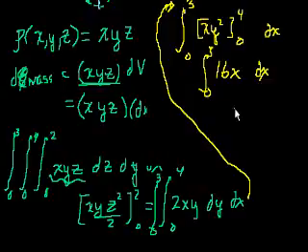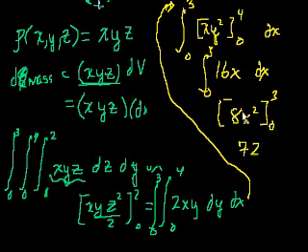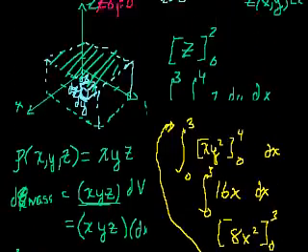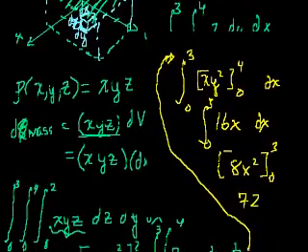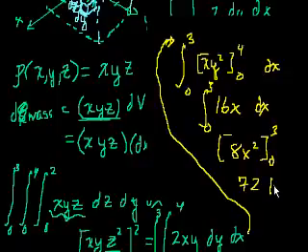And that is equal to 8x squared, evaluated from 0 to 3. When it's 3, 8 times 9 is 72, and 0 times 8 is 0. So the mass of our figure, the volume we figured out last time was 24 meters cubed. I erased it, but if you watched the last video, that's what we learned. But its mass is 72 kilograms.